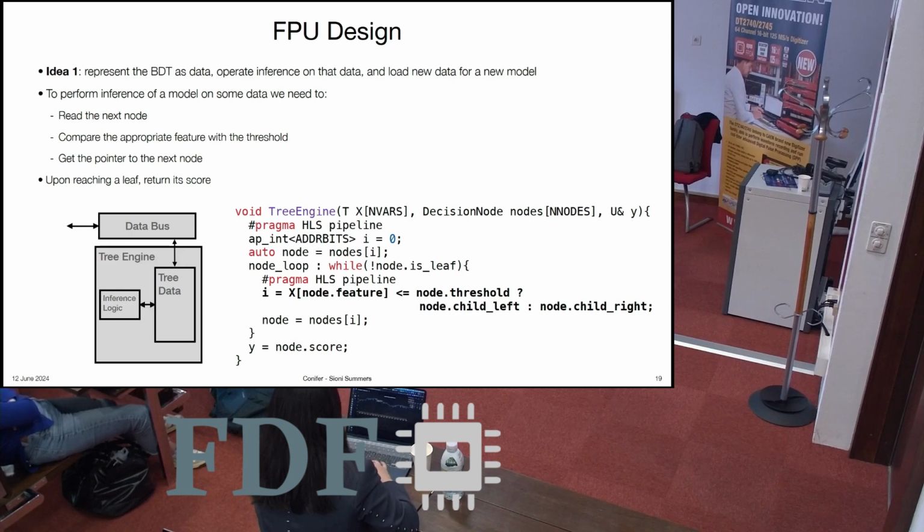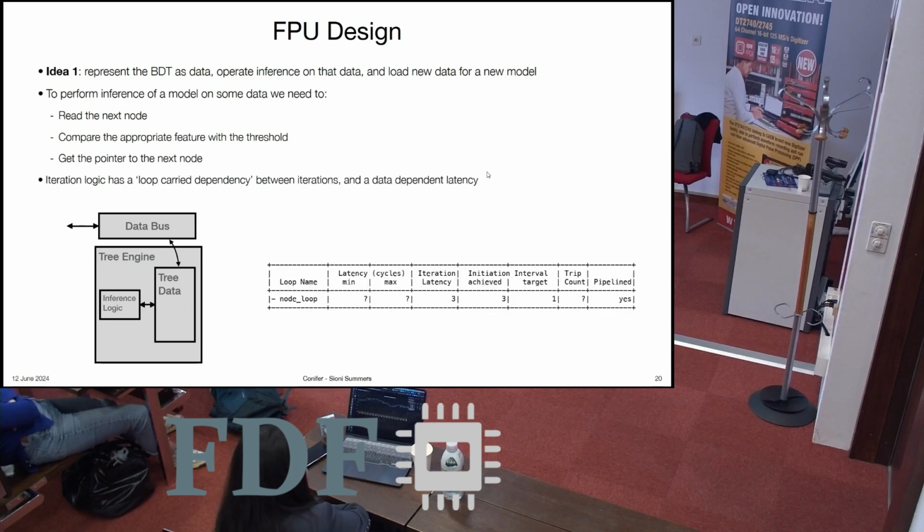So I won't go through the code for time, but it's there for reference to show how you can make an architecture like this from HLS code, which is neat. It's starting at a root, doing the comparison, and then going left or right by reading the next value from the memory until reaching a leaf. So that's the tree engine unit.